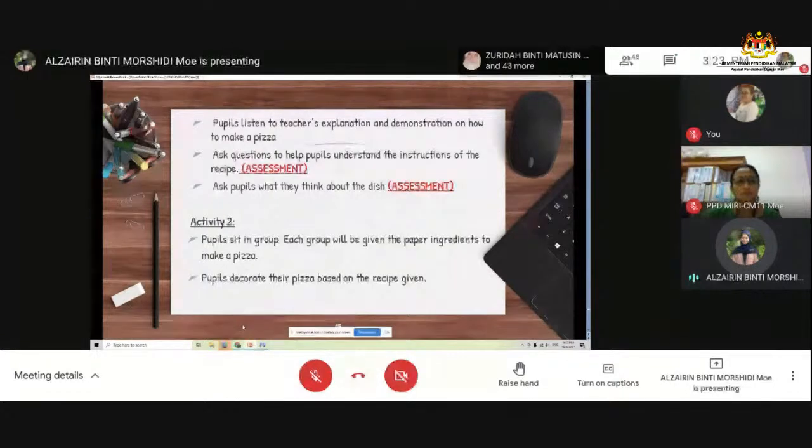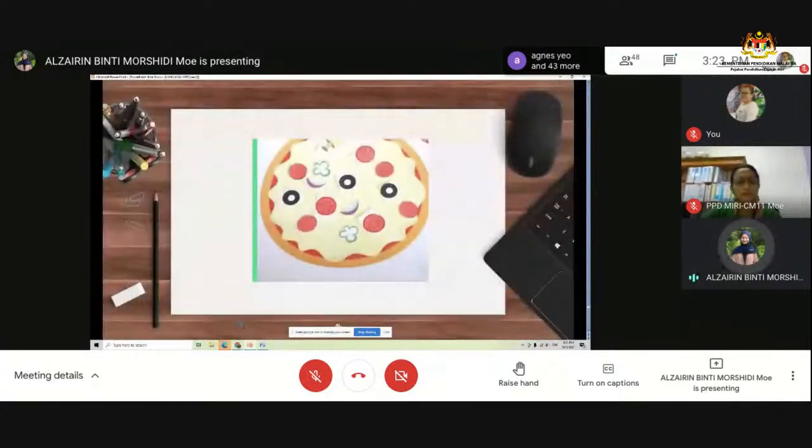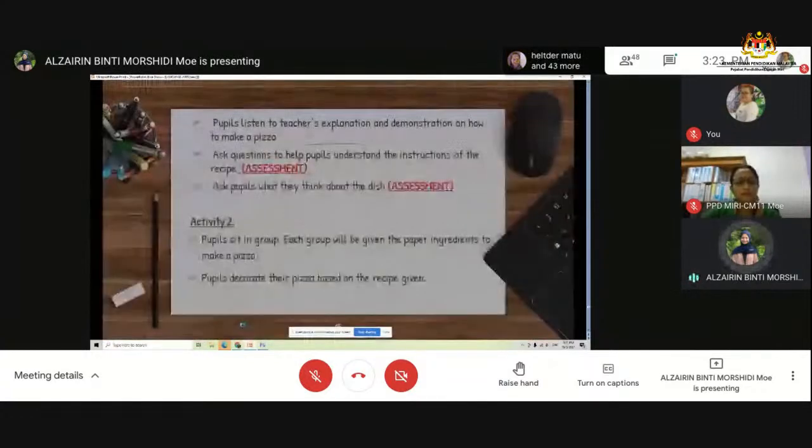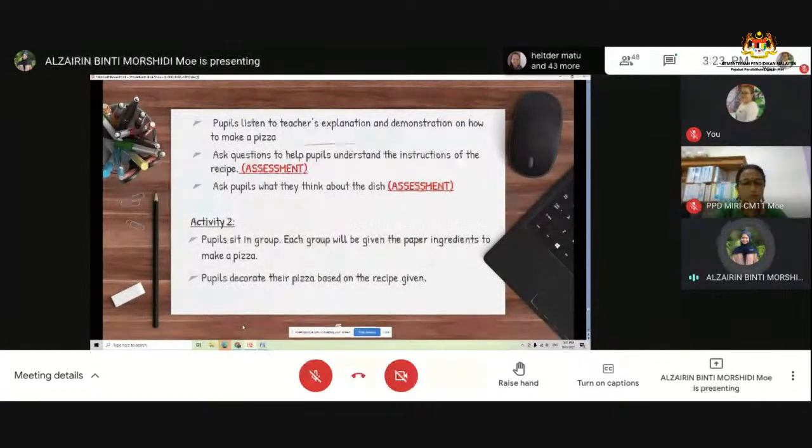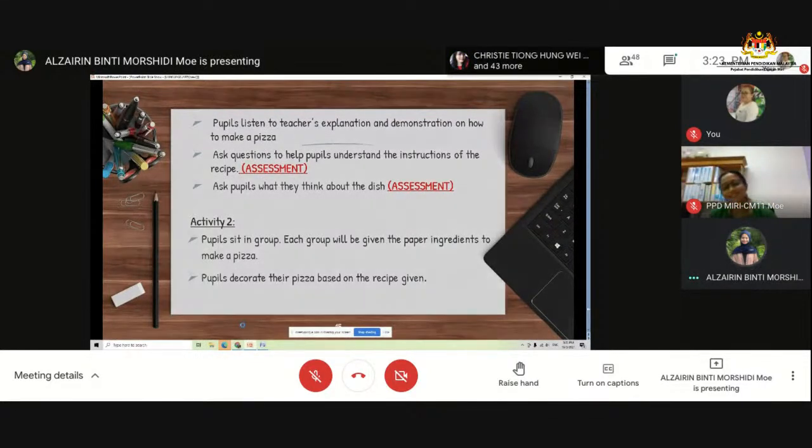Pupils decorate their pizza based on the recipe given. Okay, as I mentioned before, this is the recipe to make a pizza. You show them step by step. It depends on the kids. For example, step number 1, firstly, you put the pepperoni on top of your pizza. It depends on the student whether to put the pepperoni on the left side, right side, scattered everywhere, or in one corner. That depends on the student's creativity. You just guide the student by telling them the steps on how to make a pizza.